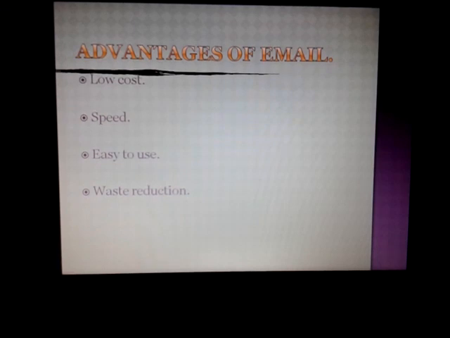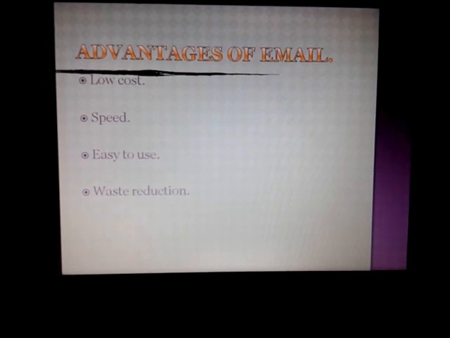So what are the advantages of email over traditional mail? The first is low cost. The cost of exchanging emails is very little in comparison to any other mode of communication, that's postal mode of communication, etc. It's cheaper than any other mode of communication.